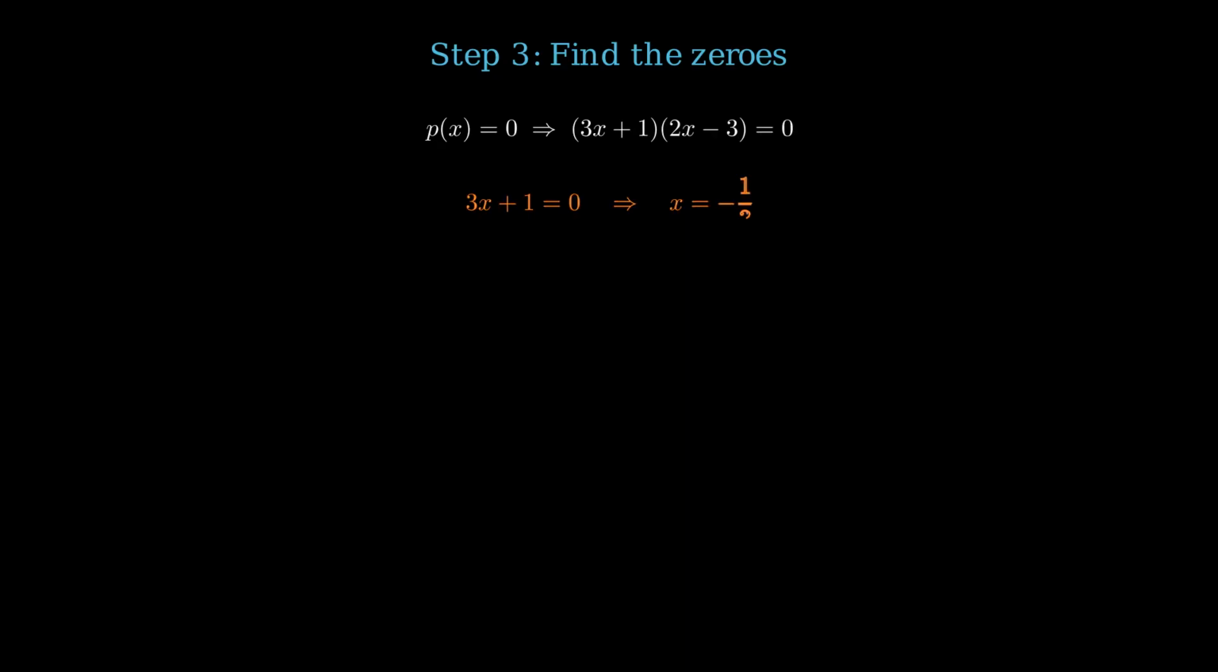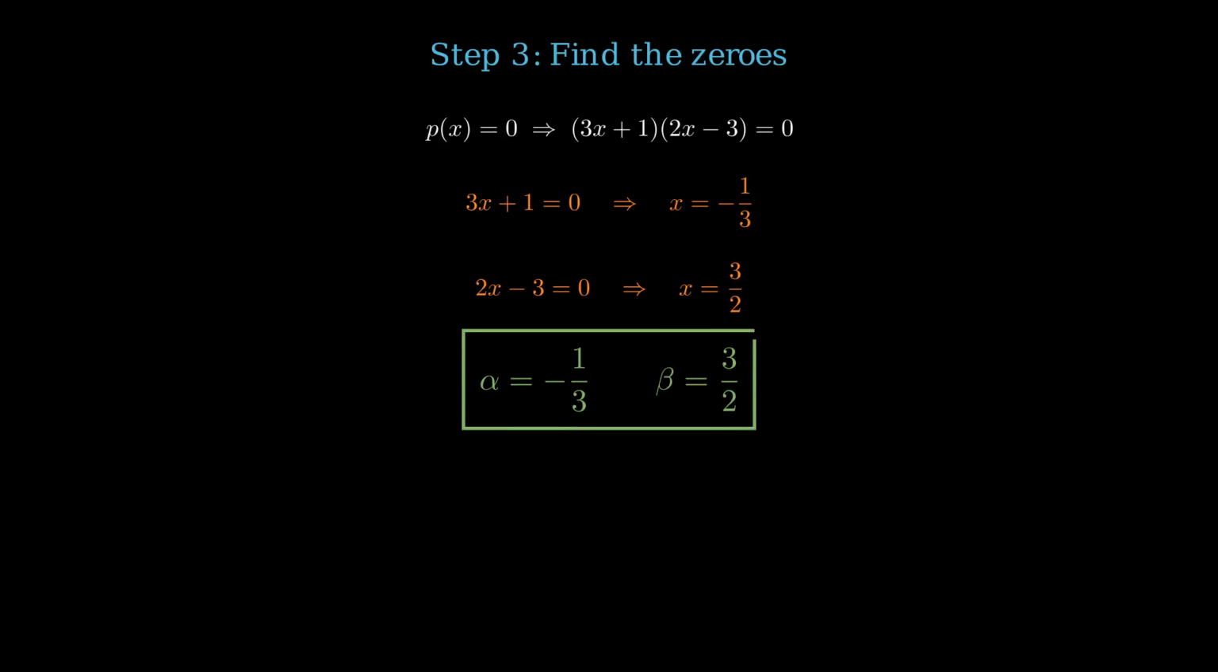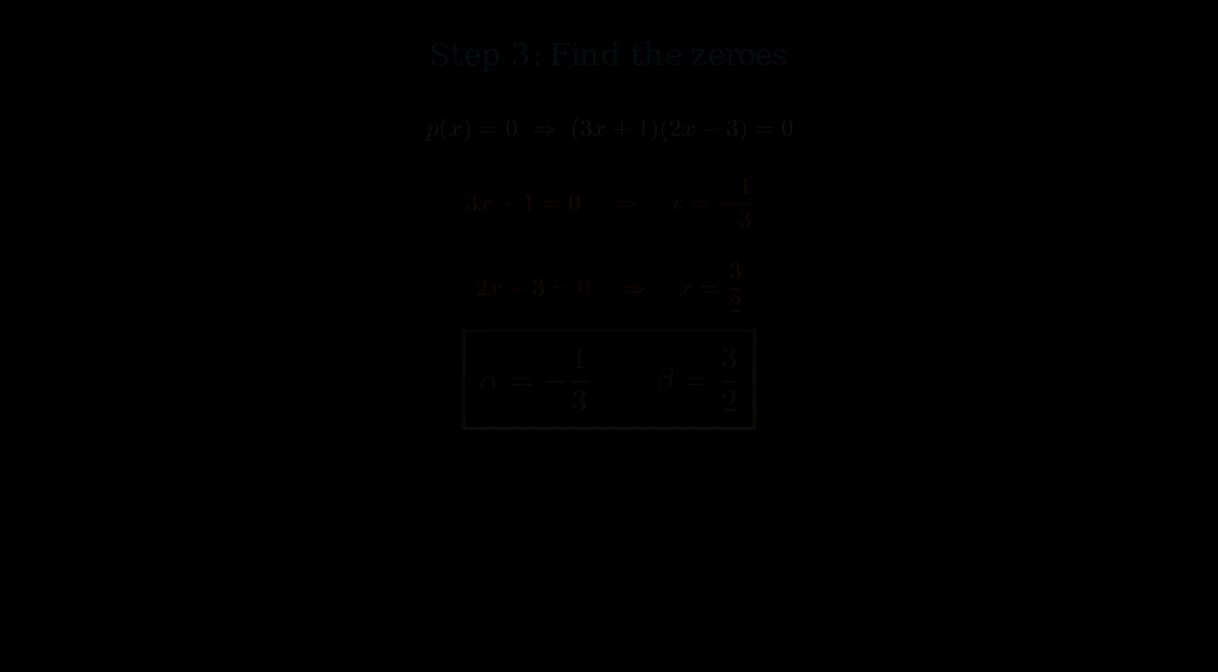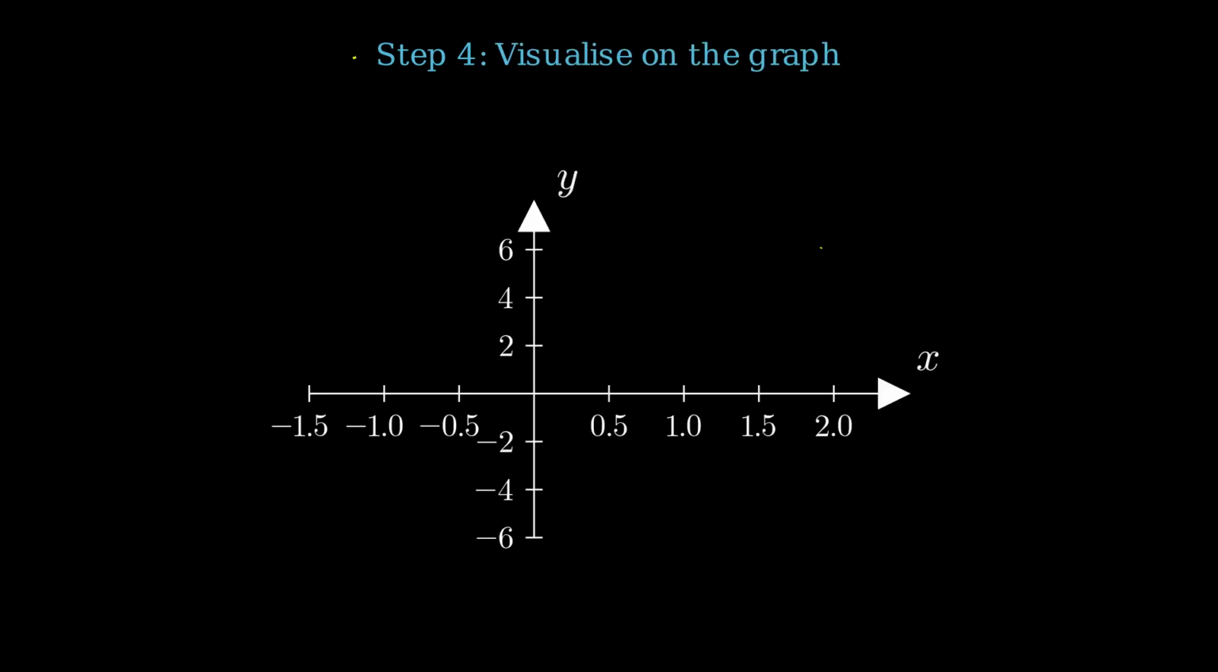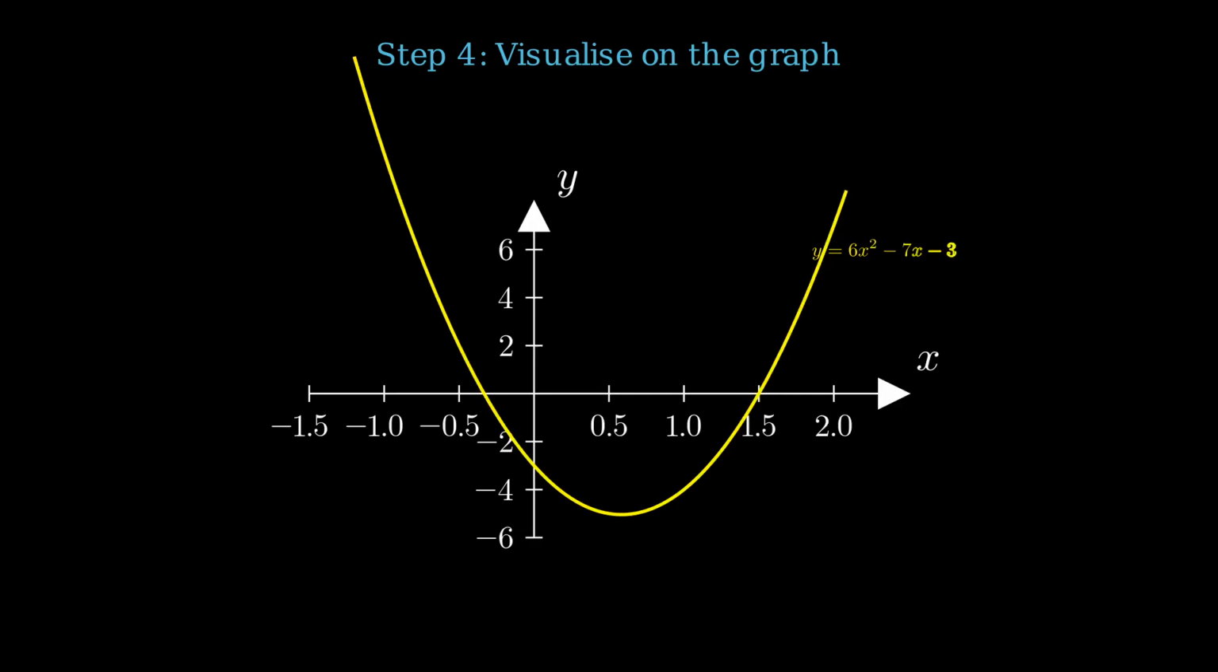2x minus 3. Grouping, 3x times (2x minus 3) plus 1 times (2x minus 3). Factoring gives (2x minus 3) times (3x plus 1). Step 3. Zeros. Setting each factor to 0, 2x minus 3 equals 0 gives alpha equals 3 over 2, and 3x plus 1 equals 0 gives beta equals negative 1 over 3.